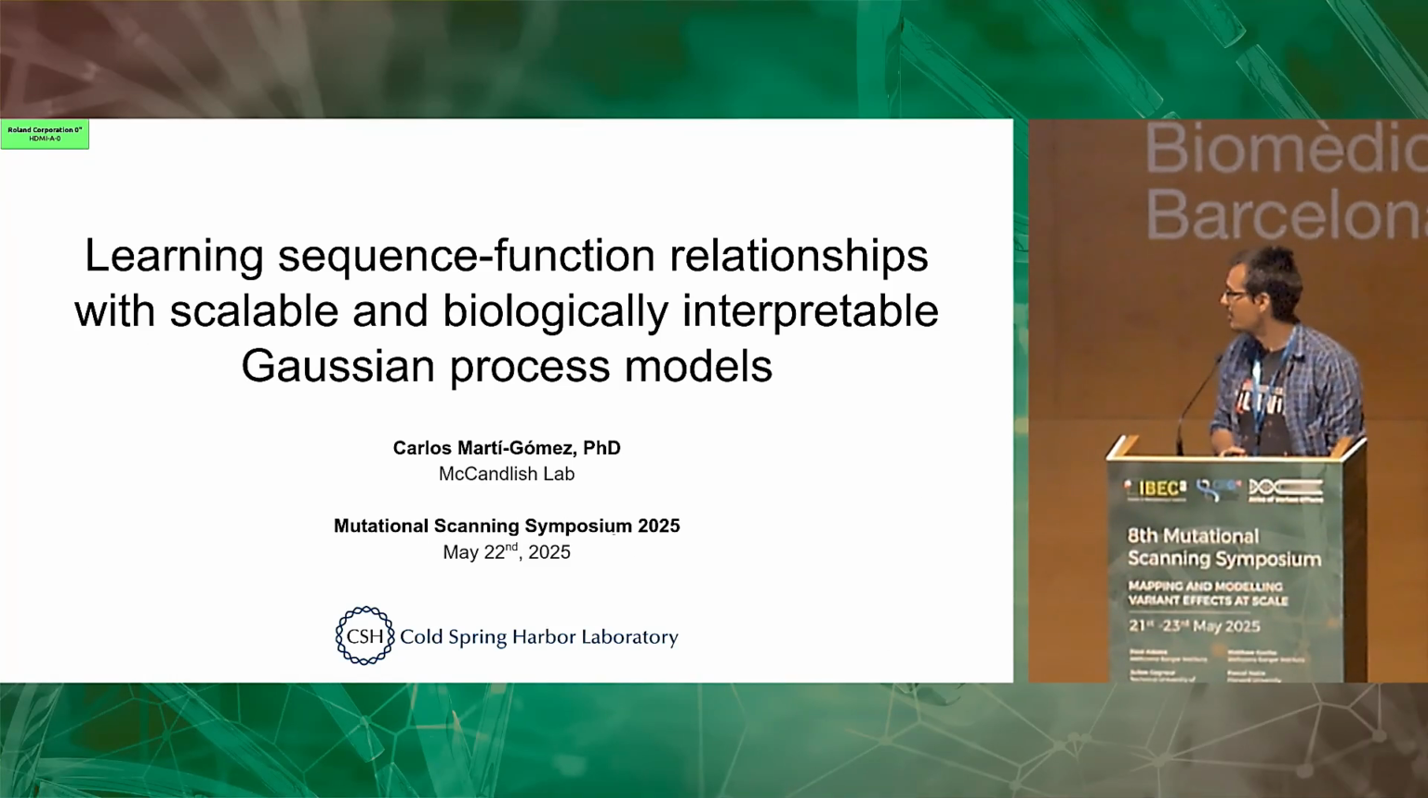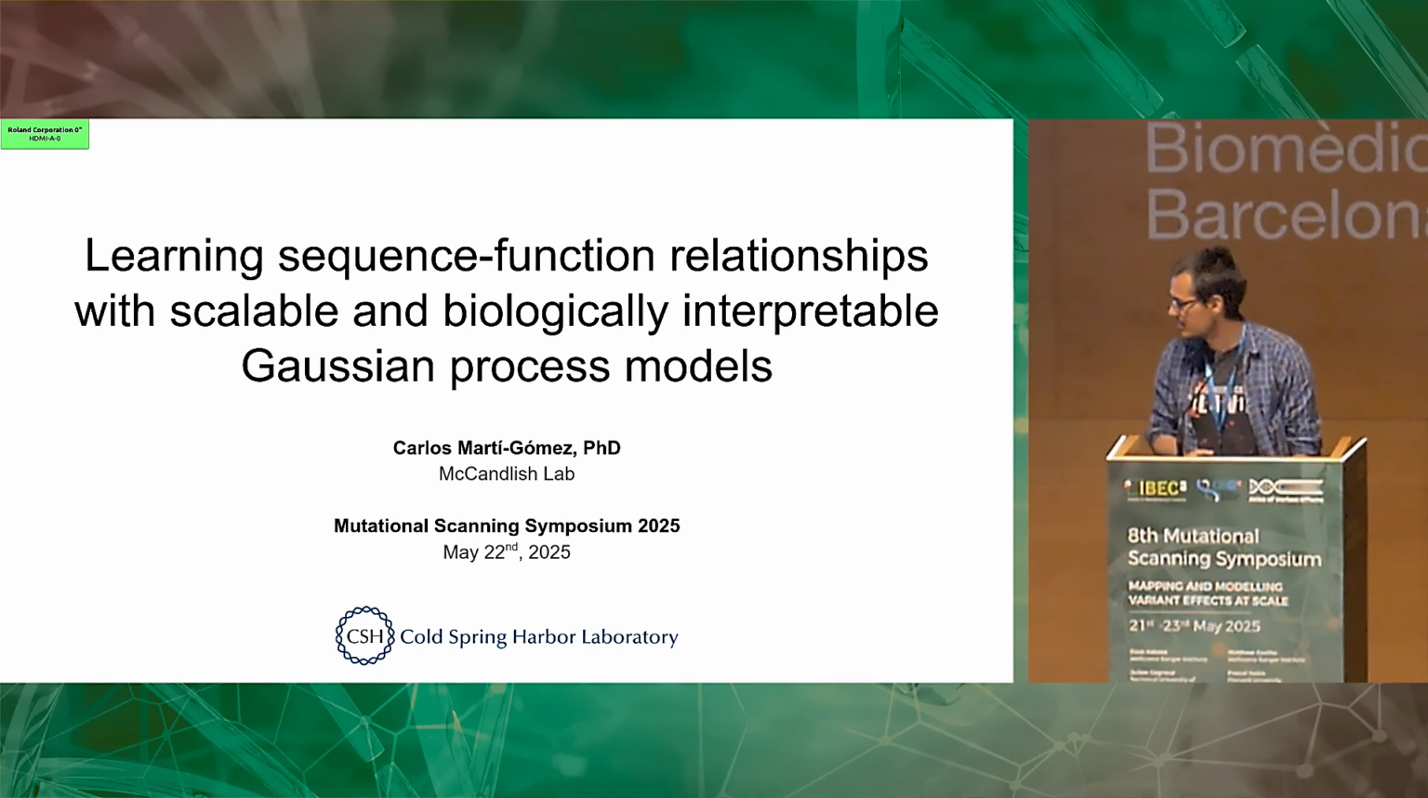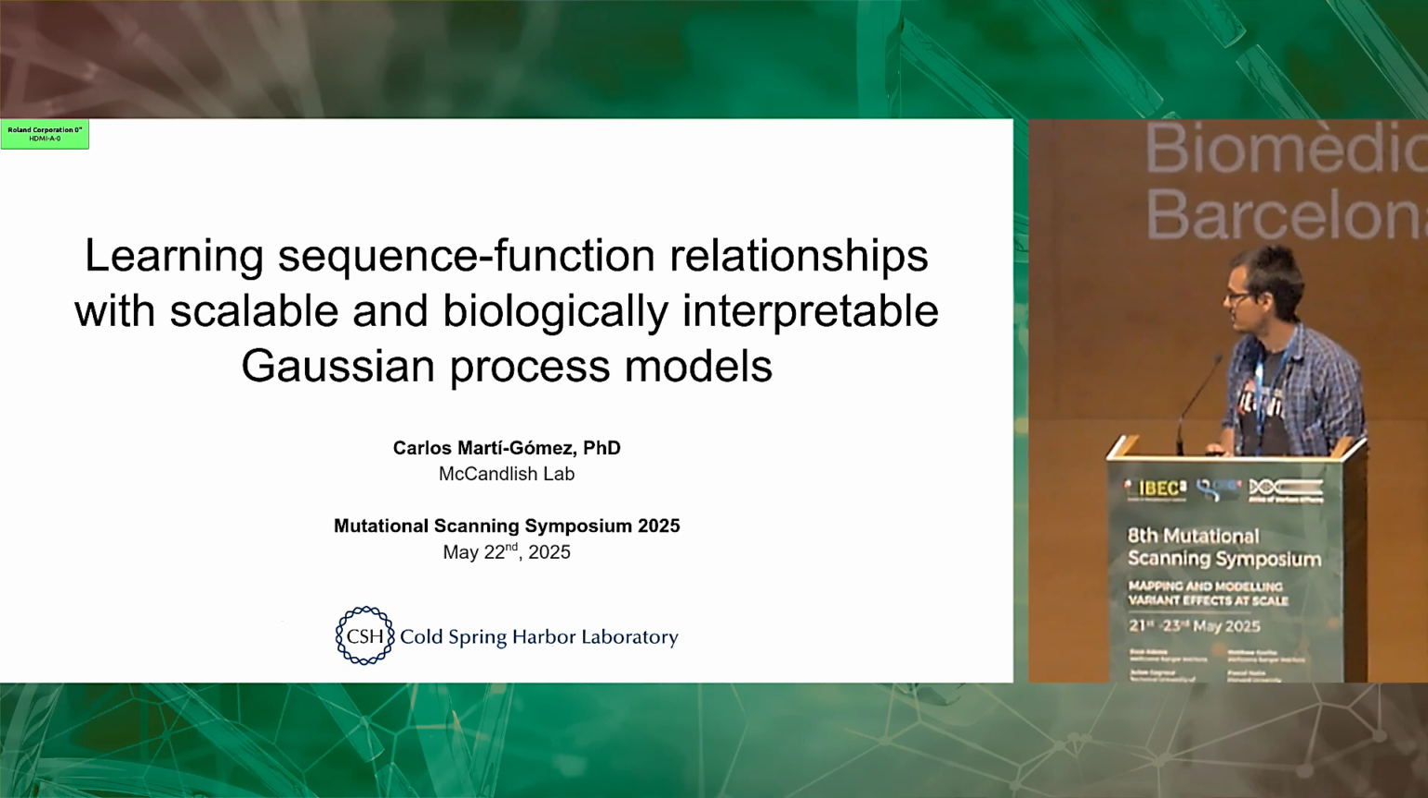So we've heard a bunch of talks of people doing this with neural networks, and I'm going to present these alternative methods that are called Gaussian processes, which have two main advantages, which are that they are more interpretable and that they are better at quantifying uncertainty.